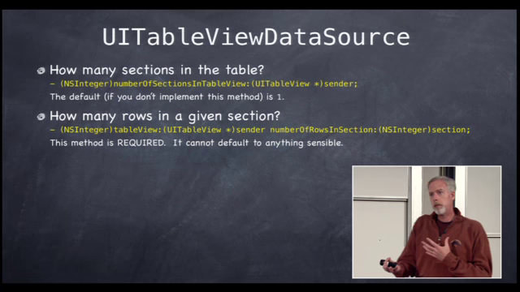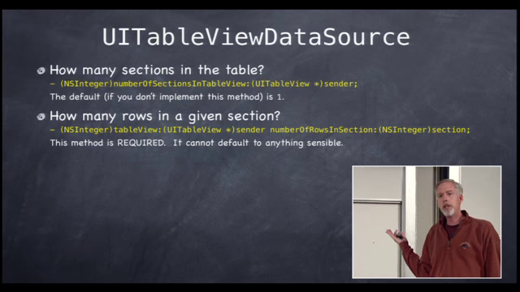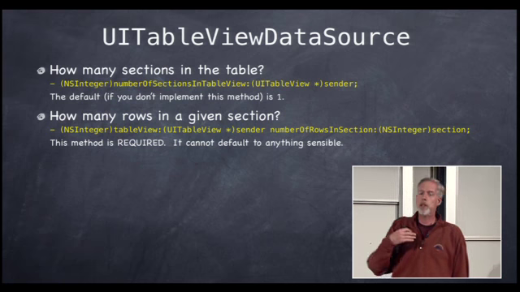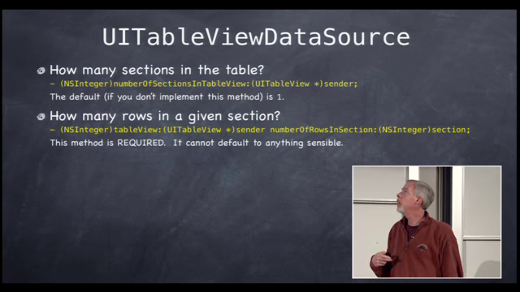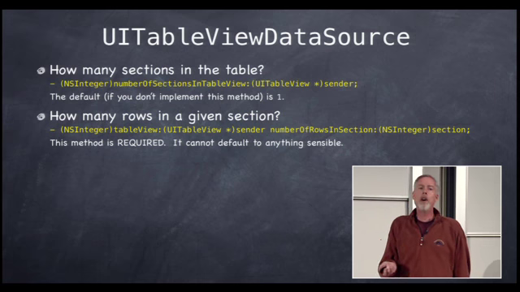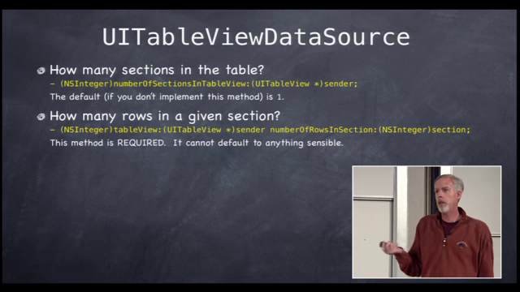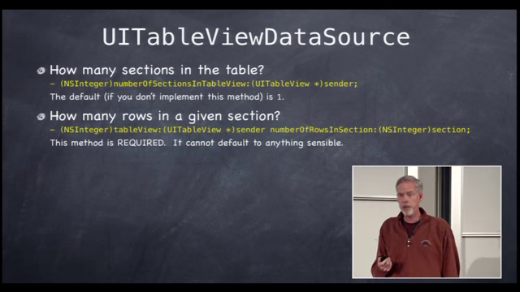So then once it knows how many sections there are, for each section it's going to send you this message: table view, number of rows in section. You're going to answer how many rows are in that section. Okay, it's all very straightforward. This method, though, there's no default. It's required. You have to tell it how many rows are in each section. Okay, there's no sensible thing for it to default to. So this is a required method in this protocol.